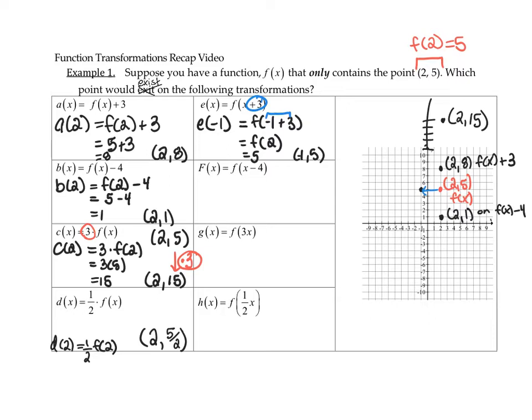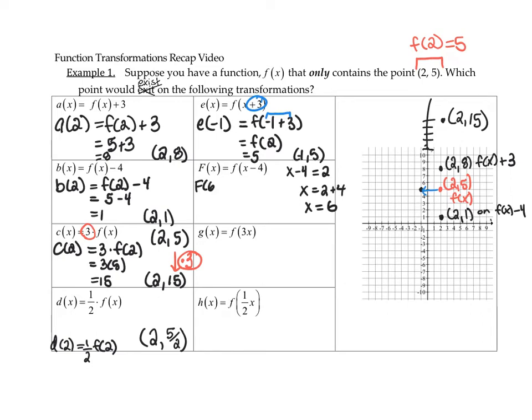Our next one, capital F of x equals f of the quantity x minus 4. So I'm thinking to myself, what x value do I put here so that when I subtract 4, I get 2? We could do a little scratch work off to the side or solve in your head. x minus 4 has to equal 2. That means x has to equal 2 plus 4. My x has to equal 6.